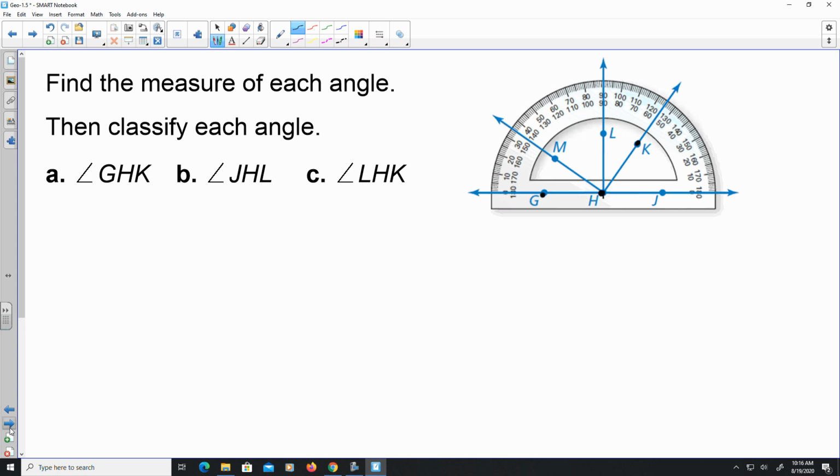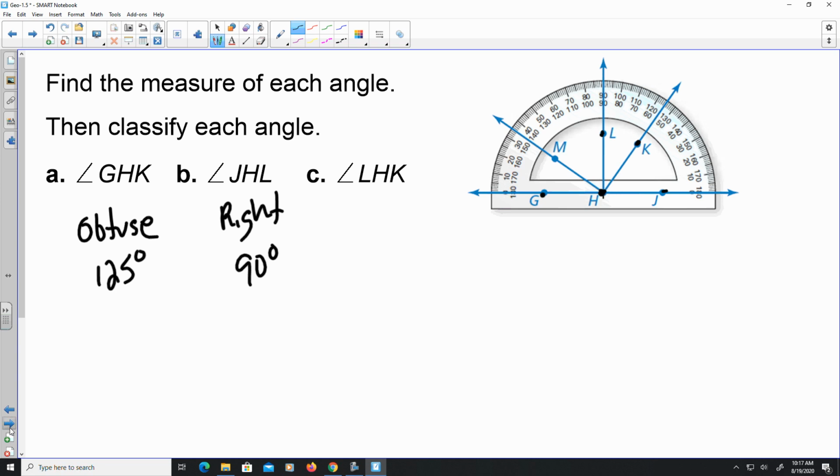GHK is going to be an obtuse angle, and it's larger than 90, so it's between 120 and 130. I'm going to say that's 125 degrees. For part B, I got JHL. JHL is 90 degrees. That's a right angle, and it's exactly 90 degrees. Now I have LHK.